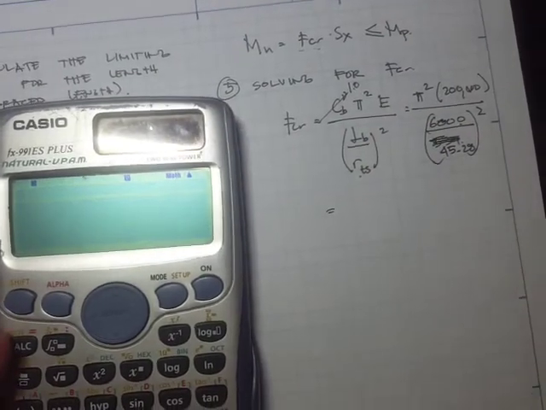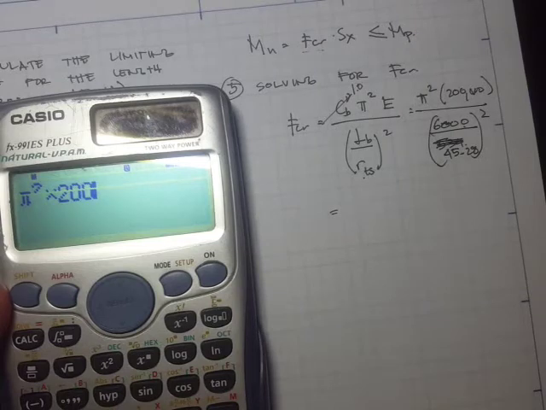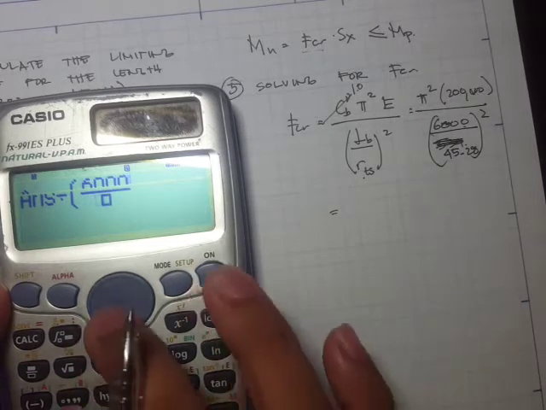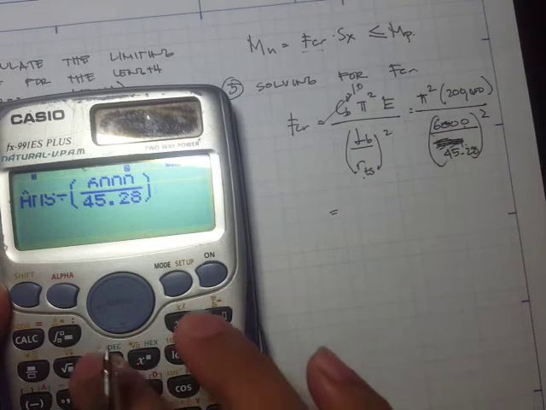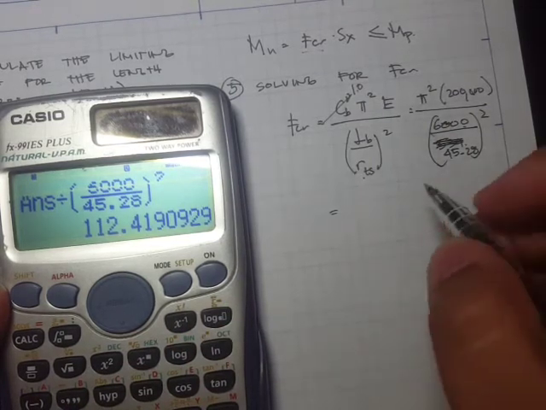So pi squared times 200,000, divided by 6,000 all over 45.28, that's squared. We get a value of 112.42.